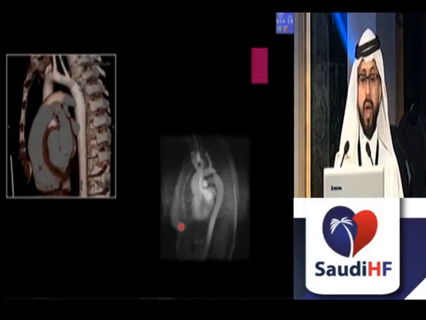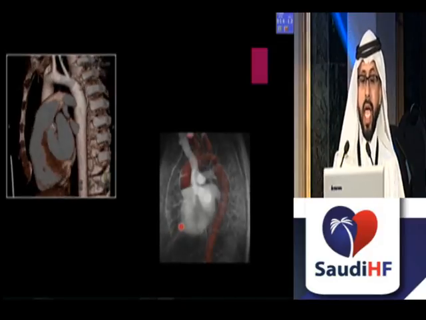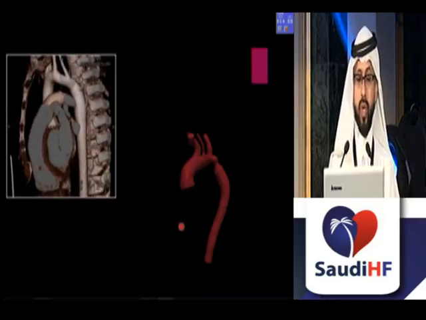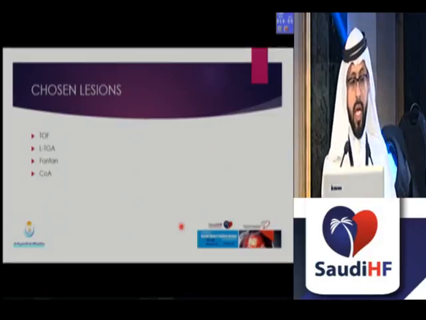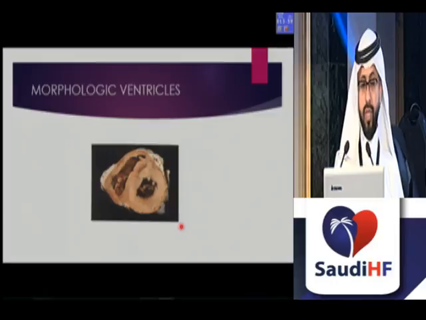The role of MR, we know it very well, 3D, but now we're getting image-related hemodynamics. As you can see here, we get flows, pressures, resistance. The lesions that I chose to cover are basically tetralogy, LTGA, and Fontan.